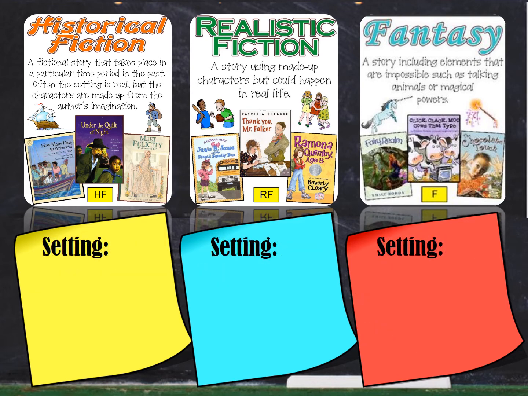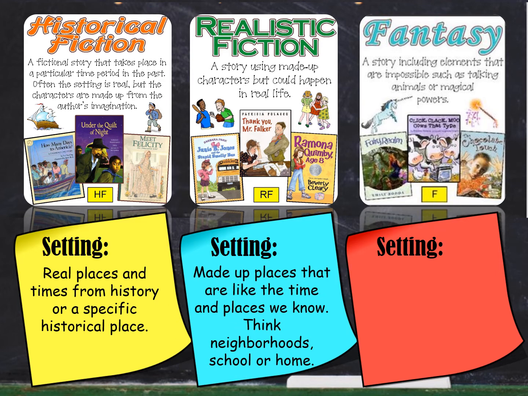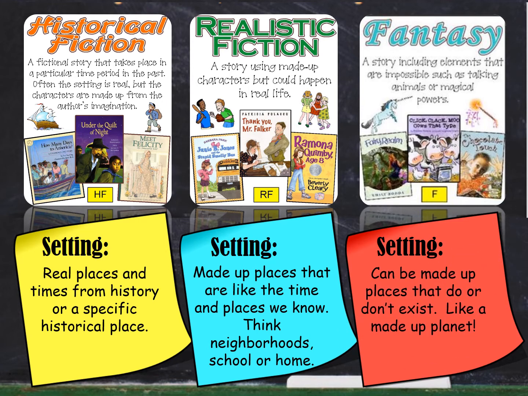Let's compare the setting of each. In historical fiction, the setting can be real places and times from history, or a specific historical place. In realistic fiction, made-up places that are like the times and places we know. Think neighborhoods, school, or home. And the setting in fantasy stories can be made-up places that do or don't exist, like a made-up planet or a farm with talking animals.